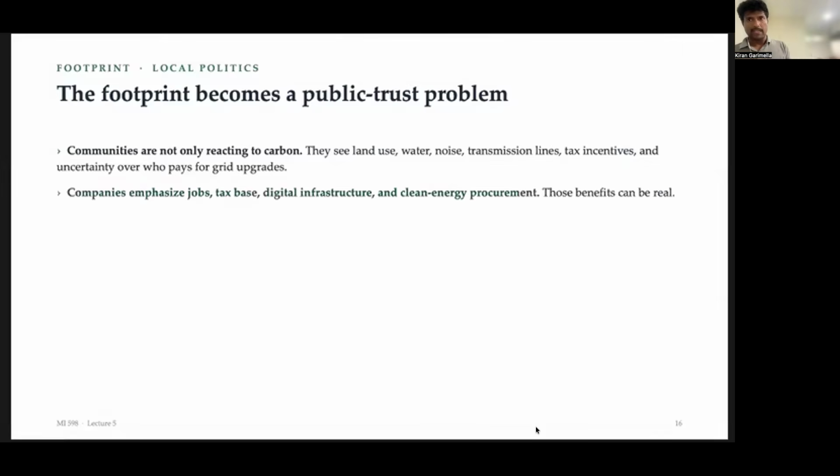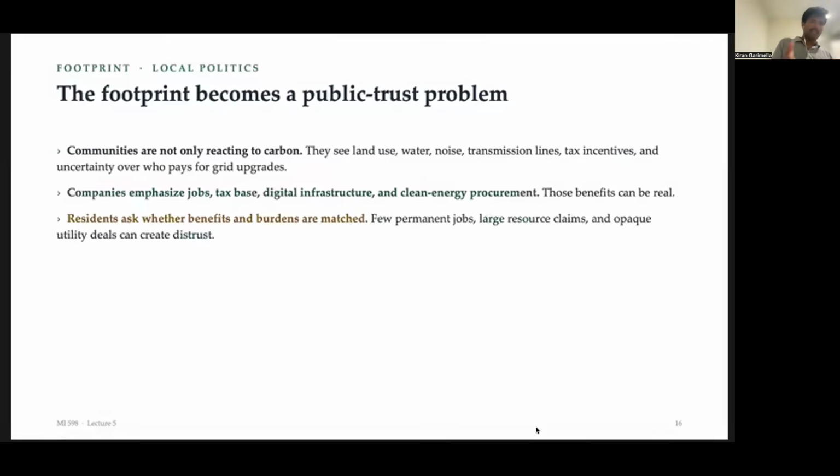Probably even later this year in the midterms, AI is going to be a big issue. Companies emphasize the jobs, tax base, digital infrastructure, and clean energy procurement. Again, a lot of these are real to a certain extent. But like I said, jobs can be misleading because a lot of these are temporary jobs. Residents will ask whether the benefits and burdens are matched. Things like permanent jobs are few, there are large resource claims, like they're taking a lot of water, land, energy, and tax benefits and so on. And these opaque utility deals can create distrust.